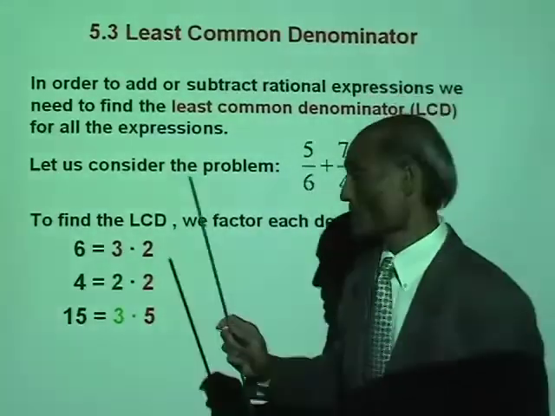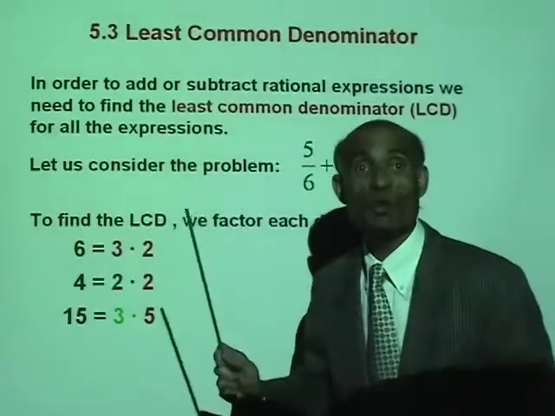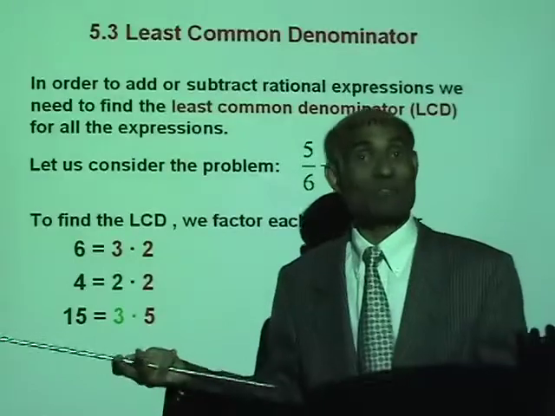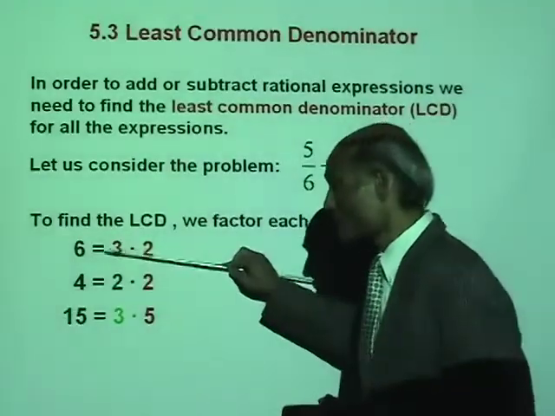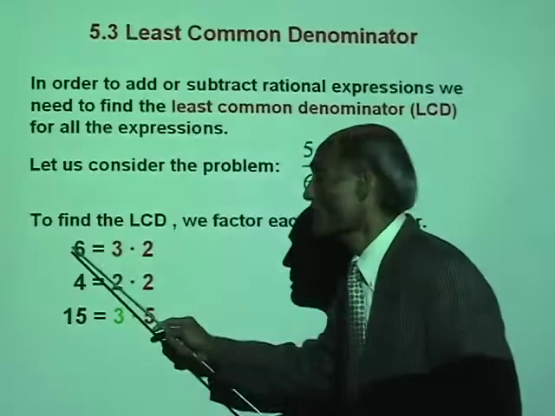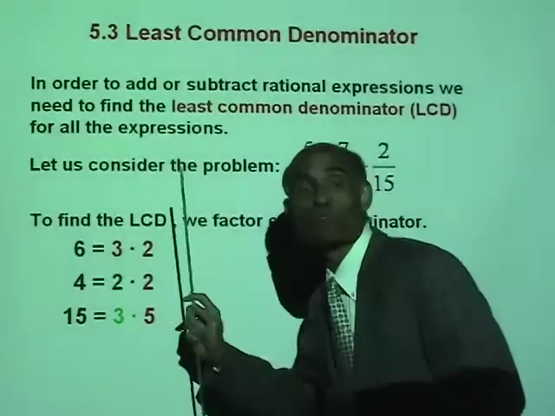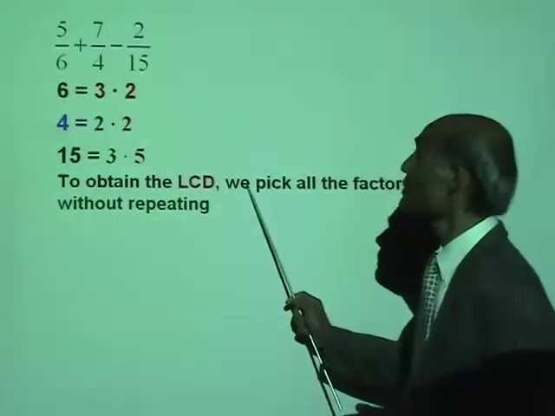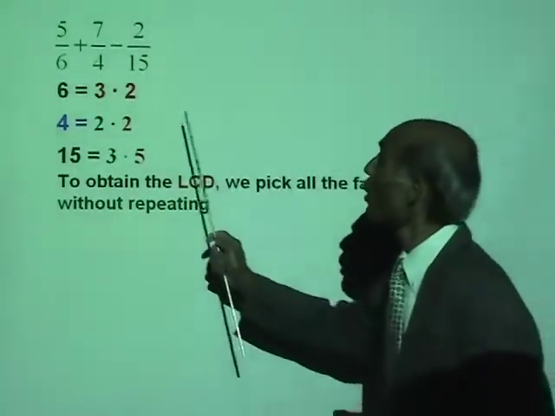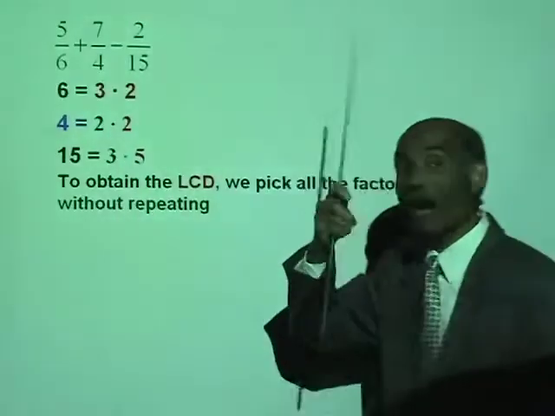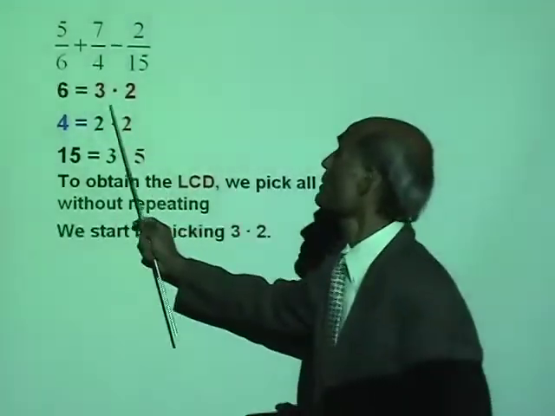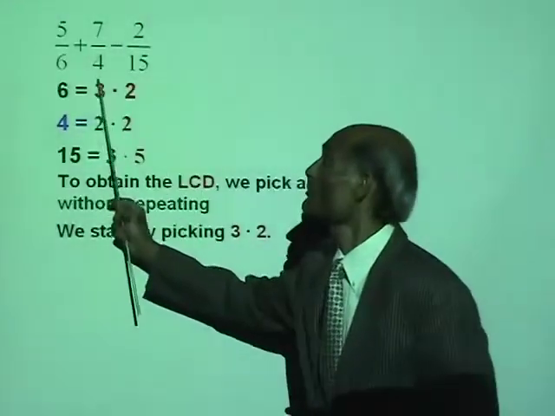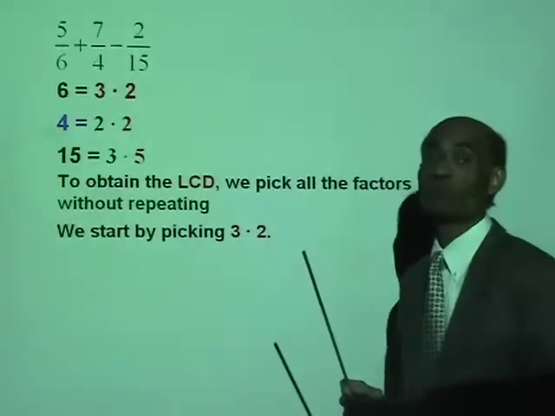The method is, we start picking all the factors of the first number. Any of them can be chosen as the first number, but as we have here, we will go in this order. Pick all the factors of the first number. Alright? So to obtain the LCD, we start by picking all the factors without repeating. So we start by picking all the factors of the first number, that is 3 times 2.